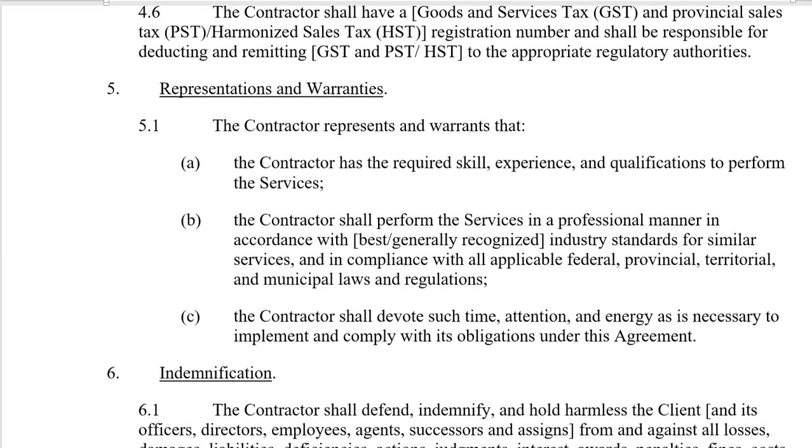The contractor should represent that they have the required skill, experience and qualifications to perform the services, and that they are to provide services in a professional manner that's accepted within the industry standard.